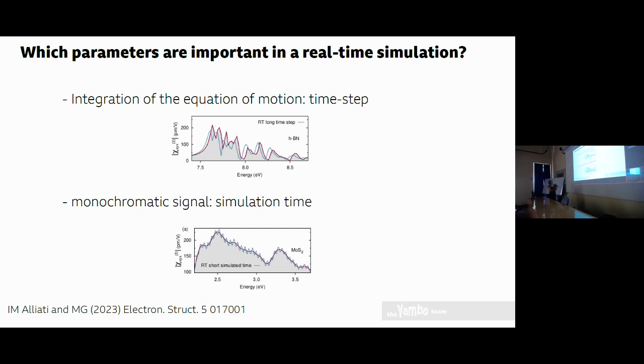So, the effect of the time step. If the time step is not small enough, here for example in blue, compared with a more accurate converged time step, you can have errors. So you have to be careful about the time step. And also, when you look at a monochromatic signal, the simulation time is important. Here again, you see in blue the one with too short a simulation time, which oscillates around the expected result obtained with a larger simulation time.